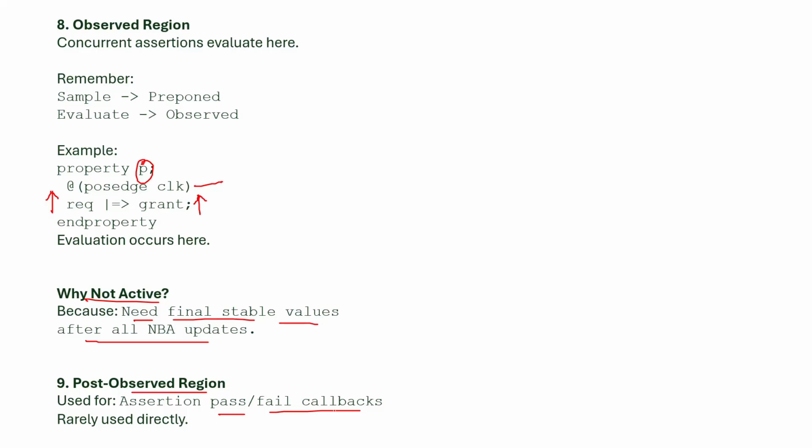in this post observed region, your assertion is failing or passing. It will check whether your assertion is passing or not, where it is passing and where it is failing. These pass or fail conditions will be checked by this post observed region.